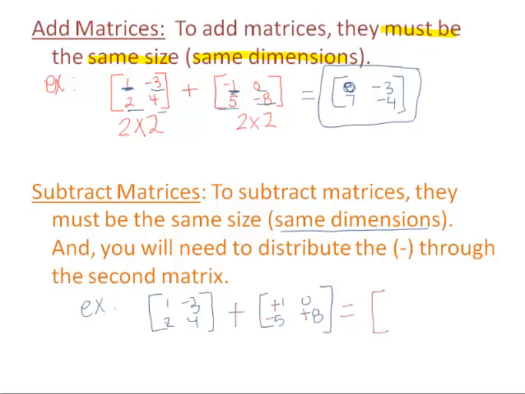And so we're going to just add in the corresponding elements. So 1 plus 1 is 2. Negative 3 plus 0 is negative 3. 2 plus negative 5 is negative 3. And 4 plus 8 is 12. So this would be what those two matrices are being subtracted. The key thing here is that just remember, when you're subtracting matrices, you have to distribute through the negative, and then it just becomes an addition problem.